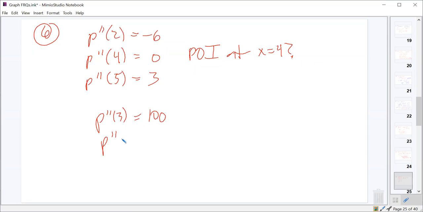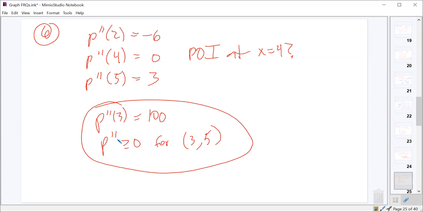And p double prime could have been greater than or equal to 0, let's say, for the interval from 3 to 5, in which case we definitely wouldn't have had a point of inflection at x equals 4, right? It doesn't give us this information. It doesn't tell us what the value of p double prime is on this entire interval. So we can't just say that it must have changed at this value. It could have changed somewhere else between 2 and 4, right? Or it could have changed somewhere between 4 and 5. So it looks like it, but not necessarily.